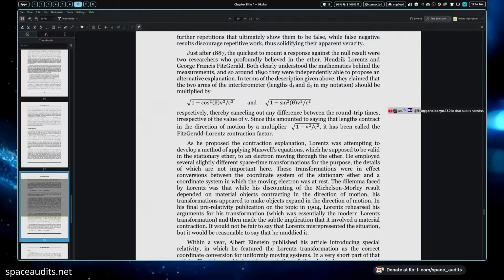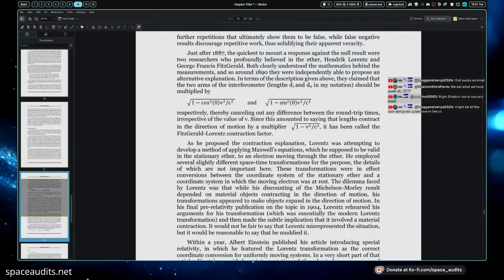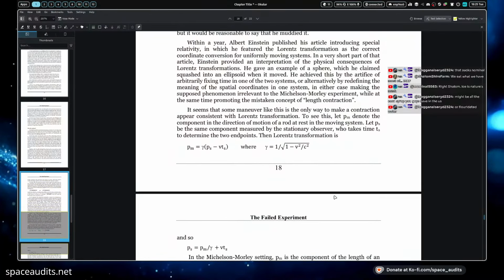Okay, the dilemma faced by Lorentz was that while his discounting of the Michelson-Morley result depended on material objects contracting in the direction of motion, his transformations appeared to make objects expand in the direction of motion. In his final pre-relativity publication on the topic in 1904, Lorentz rehearsed his arguments for his transformation, which was essentially the modern Lorentz one, and then made the subtle implication that it involved a material contraction. It would not be fair to say that Lorentz misinterpreted the situation, but it would be reasonable to say that he muddied it.